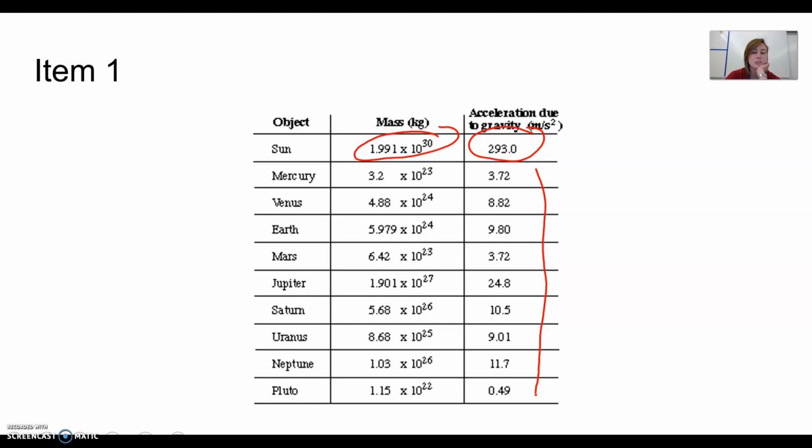You can pause it if you want to. And what I'm seeing is that Pluto has the smallest mass because it's 1.15 times 10 to the 22nd. That has less zeros than all the other ones, right? So that's the smallest mass. And then let's look at its gravity compared to the other ones. It also has the smallest gravity. So the thing with the biggest mass also has the biggest gravity, and the thing with the smallest mass also has the smallest gravity. So more mass equals more gravity.